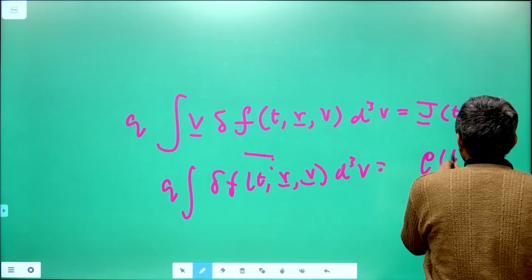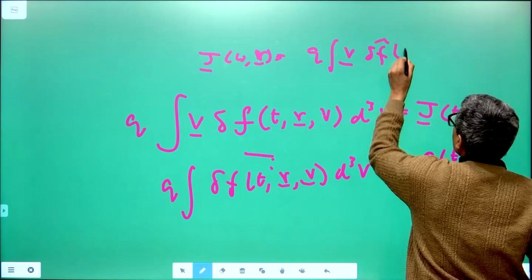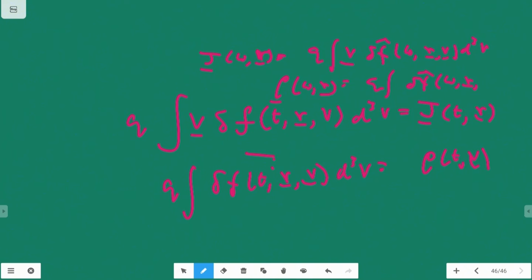Now, take the Fourier transform on both sides. This is a linear equation. So, the current in the frequency domain is given by J of omega r equals q times the integral of v delta f cap of omega r v d 3 v, and similarly the charge density in the frequency domain, rho of omega r, is given by q times the integral of delta f cap of omega r v d 3 v, right, and delta f cap satisfies those equations which I wrote earlier.